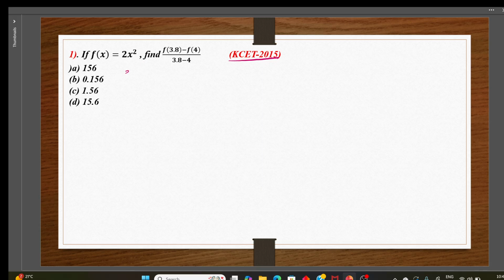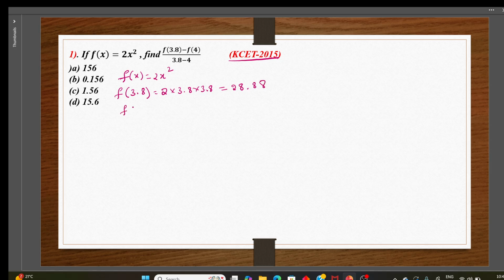F of x is equal to 2x square. Find f of 3.8 minus f of 4. So first we need to find f of 3.8, which means in the place of x substitute 3.8. So 2 into 3.8 into 3.8 because x square is there. Simplify this, we get the value 28.88.